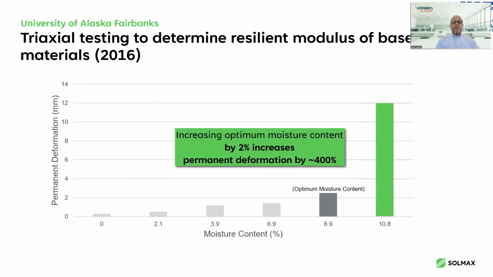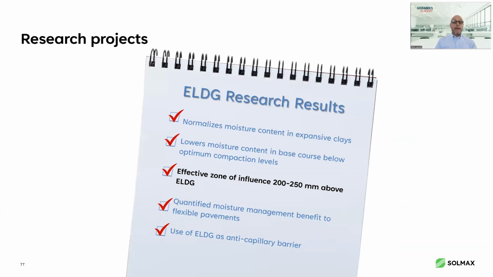So let's take this one step further here. What happens now, instead of having removed water, if we don't have a system to take that water out and we get a significant rainfall, that optimum moisture content now at 9%, if you only add another 2 points to it, next thing you know, your permanent deformation based on these triaxial tests goes up 5-fold. So any system that can constantly draw moisture out, pull more moisture out, is a very good idea. We know that the effective zone of influence is 200 to 250 millimeters directly above the LDG.